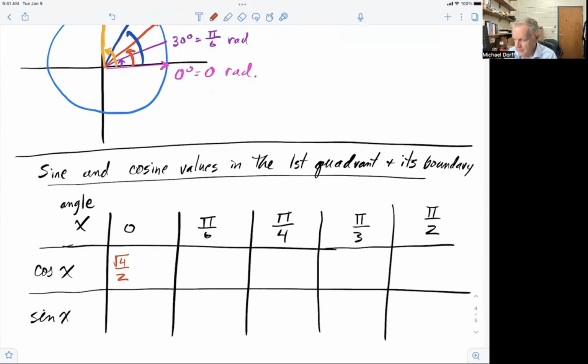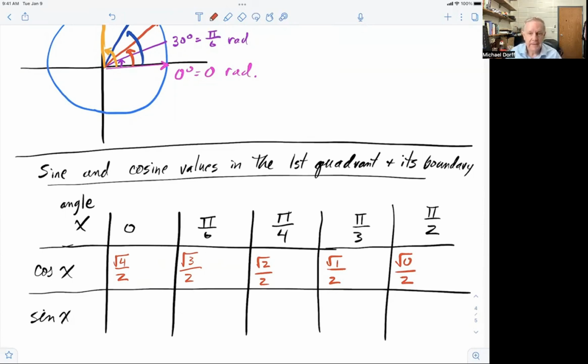So if I do the angle 0, I get square root of 4 over 2. If I go to the next one, pi over 6, I get square root of 3 over 2. If I go to the next one, it's square root of 2 over 2. The next one is square root of 1 over 2. And the last one is square root of 0 over 2. Nice pattern. We go square root of 4, square root of 3, square root of 2, square root of 1, square root of 0. And then the bottom is always the same.